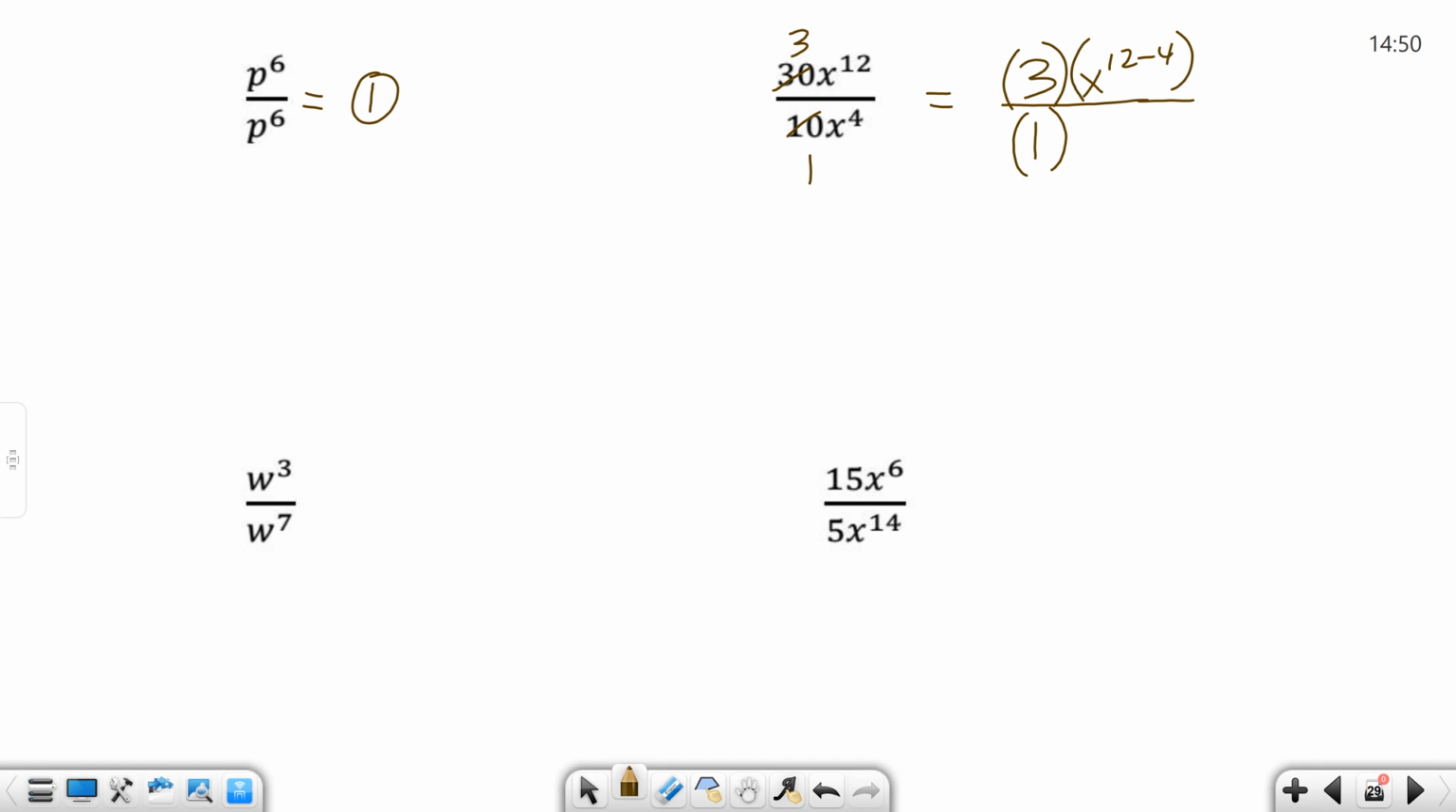Because really, if nothing else is left over in the denominator at the bottom, then there's a 1, and we don't write it. So really, this answer is what? 3x to the 8th. Okay? But I'm trying to show you here where my thought processes are headed by dividing the 30 over 10, getting 3 over 1, then I get 12, x to the 12 minus 4, which gives me x to the 8th.